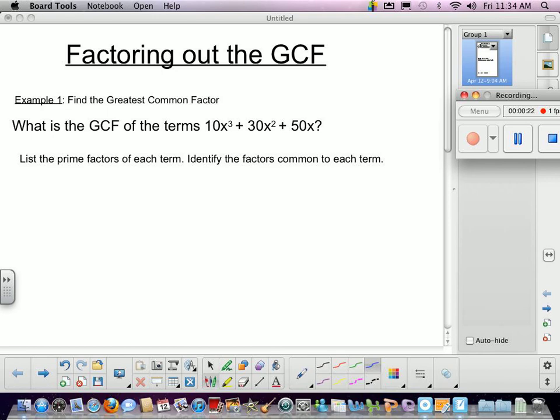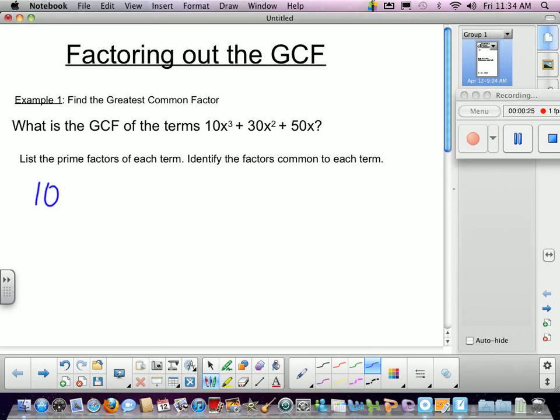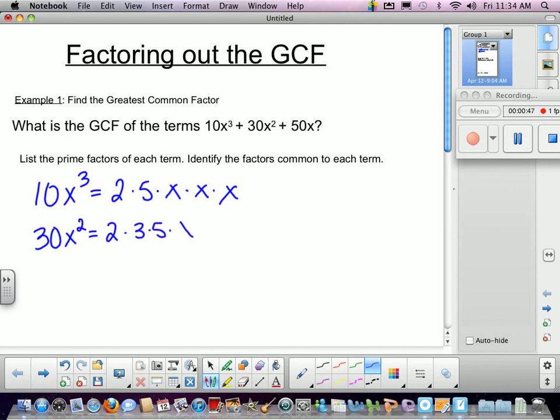So what I'm going to do first is list out the prime factors of each. We have 10x cubed, and the prime factors of that would be 2 times 5 times x times x times x. 30x squared, prime factors would be 2 times 3 times 5 times x times x. And then 50x would be 2 times 5 times 5 times x.